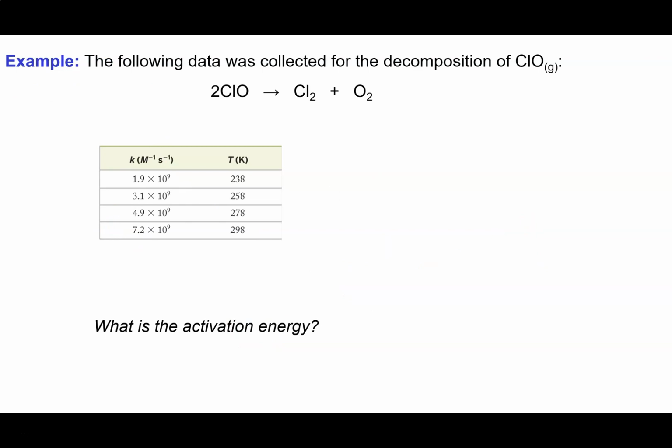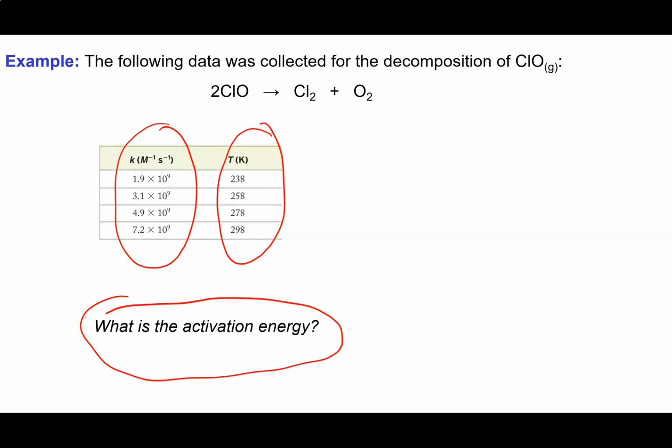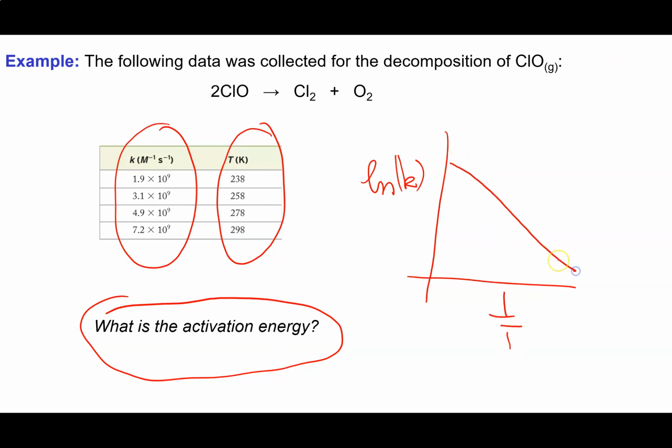So we'll just have a look at this now. It says the following data was collected for the decomposition of ClO, and it gives you a series of rate constants and a series of temperatures. We can see that as the temperature goes up, the rate constant gets bigger. The question asks, what is the activation energy? So our strategy is going to be to plot log of k against 1 on T. It'll give a straight line with a negative slope. The intercept will be log A, which we're not particularly interested in, and the slope will be minus Ea on R.